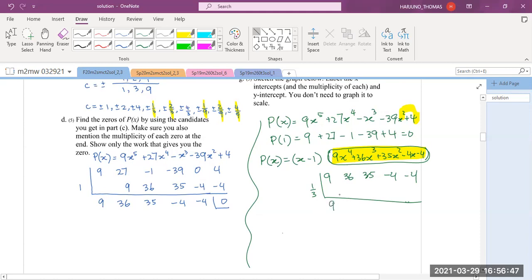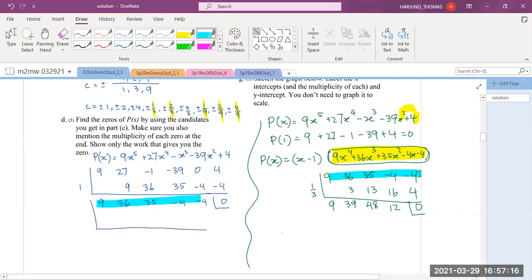So 9 divided by 3 is 3. This is 39 divided by 3, 13. This will be 48 divided by 3, which is 16. Is it right? Yeah. So when I add, that's 12 divided by 3, which is positive 4. Oh, that's 0 now. Okay, so 1/3 is a 0. Now, basically, I continue from here. Notice that what I have here is the same as this.